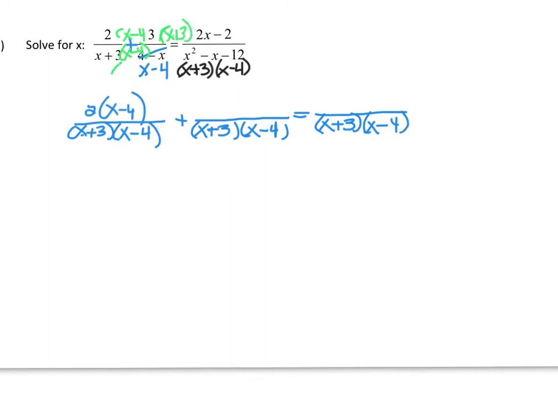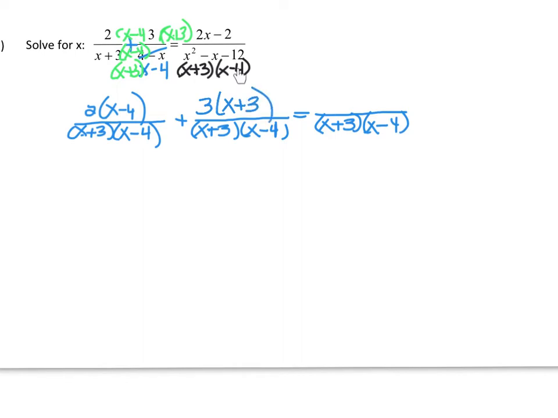Okay, and I'll just put it next to the x minus 4 here. So this is kind of a mess, but what's going on is I multiplied the top and bottom of this second fraction by x plus 3. Now the denominators of the second fraction match up, and I'm going to take what I have on top here, so 3 times x plus 3, and put that on top of this fraction.